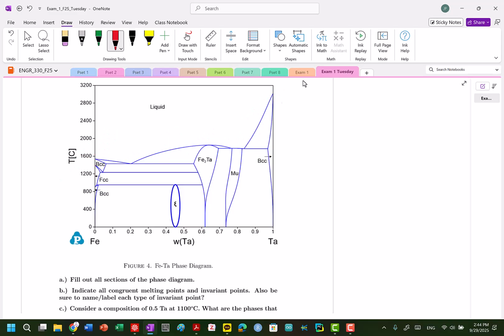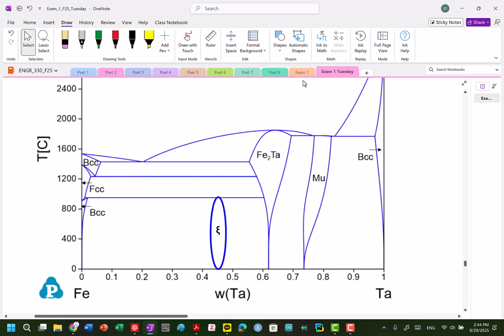What about some other invariant points? We know that this is going to be eutectic. This is BCC to a two-phase region, so this is a eutectoid. Also here we're going from a single phase FCC. Actually, that's not anything in there. There's nothing essentially in there. That's just a geometric one.